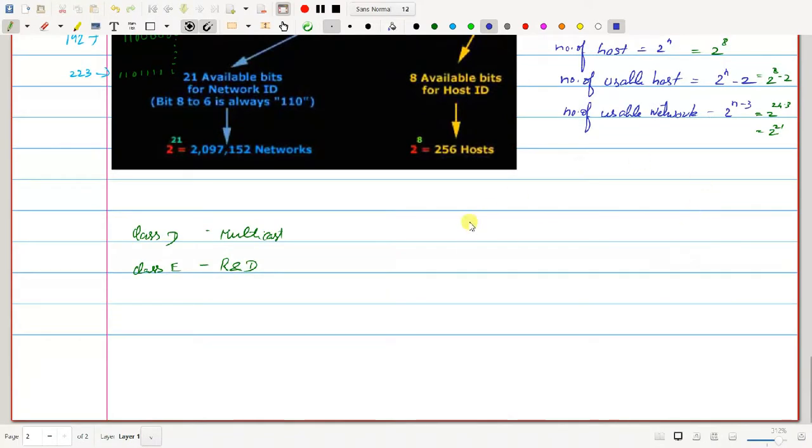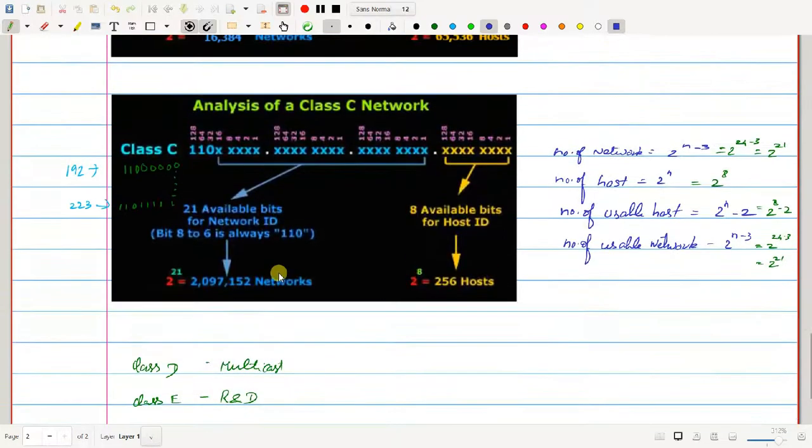Then we're going to see about class D and class E. Class D is used for multicast addresses, so it doesn't have any subnet mask. Class E is reserved for experimental purposes and is under development. So class D and class E are not used. Class A, class B and class C are the ones used in today's world. Thank you.